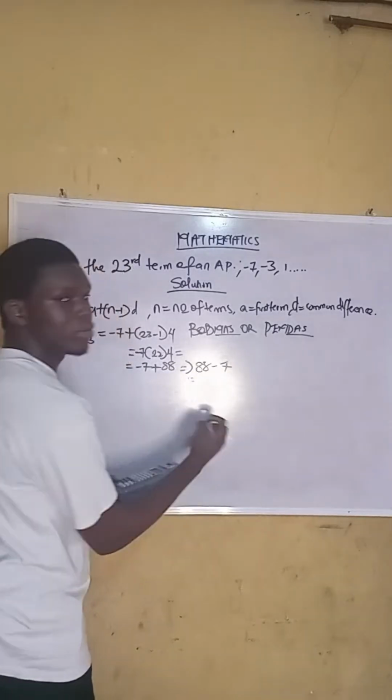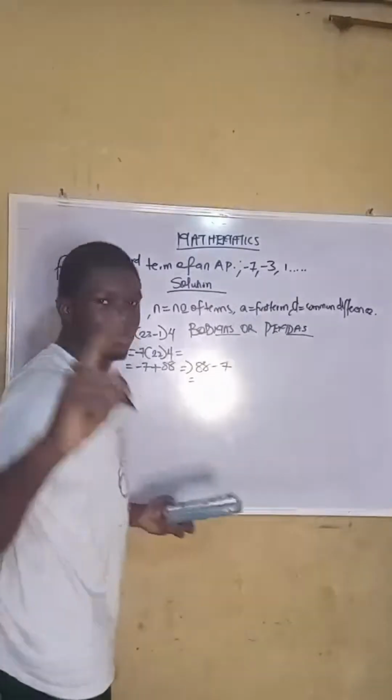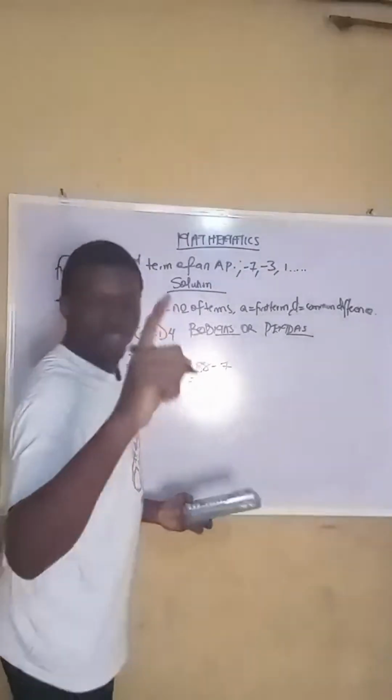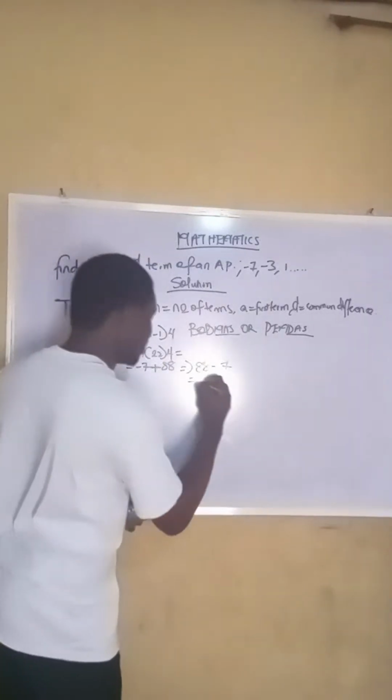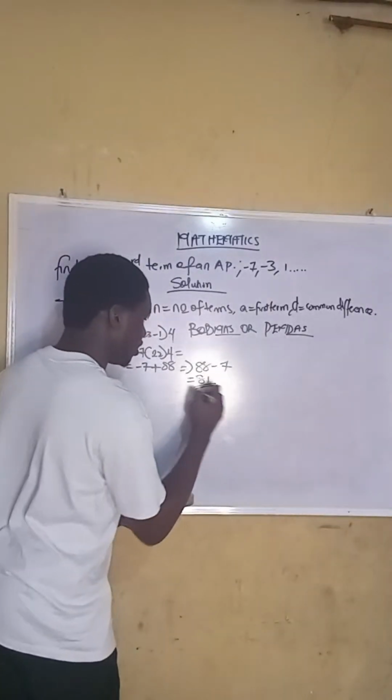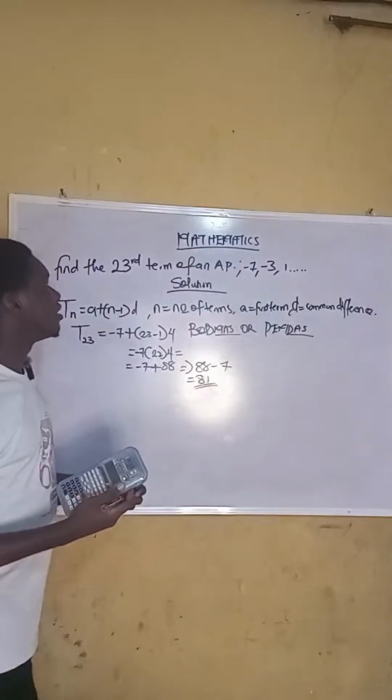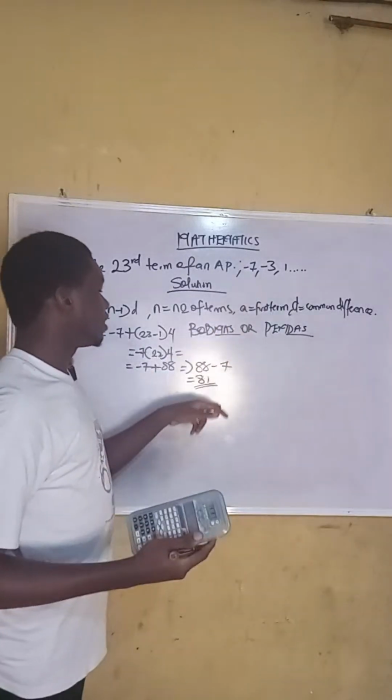So this will be equal to 88 minus 7, which is what? 88 minus 7 is 81, right? Yes. So 81 is the answer. The 23rd term of this AP is 81.